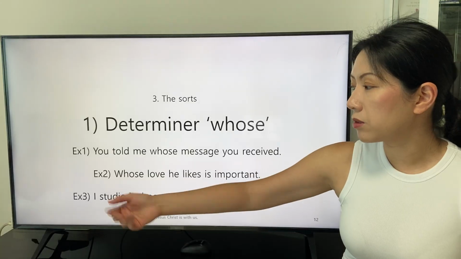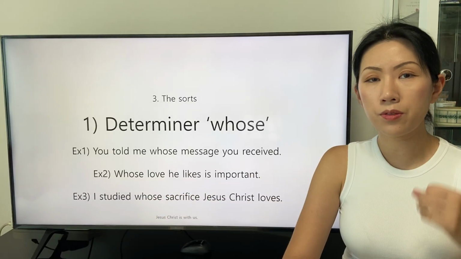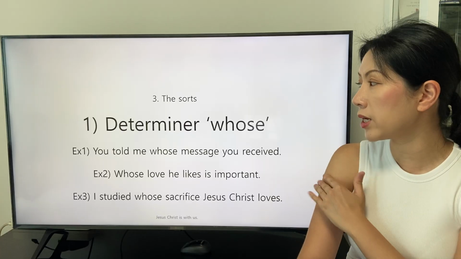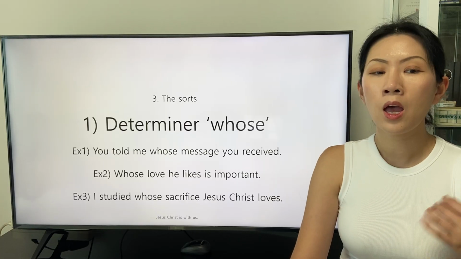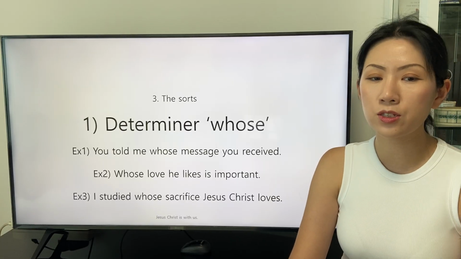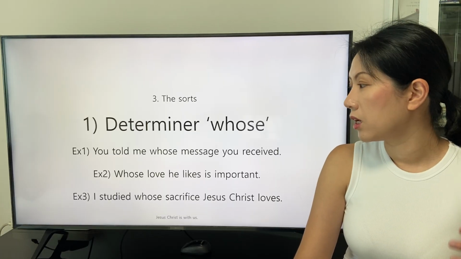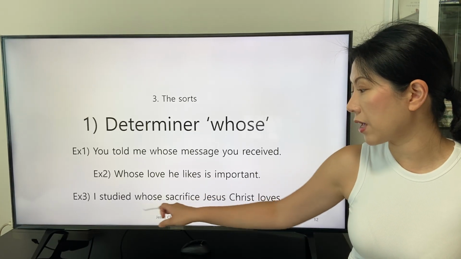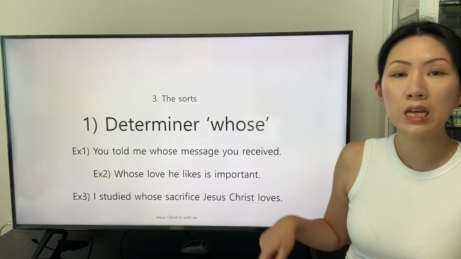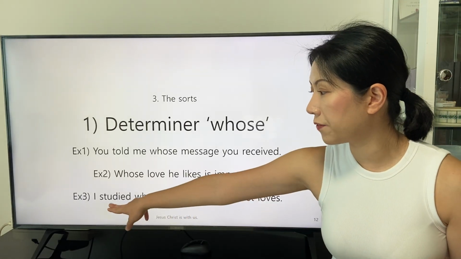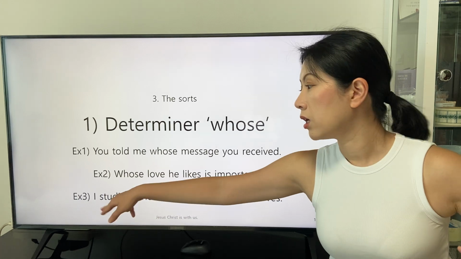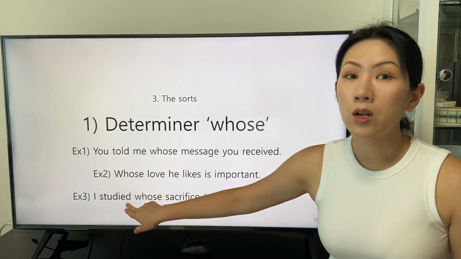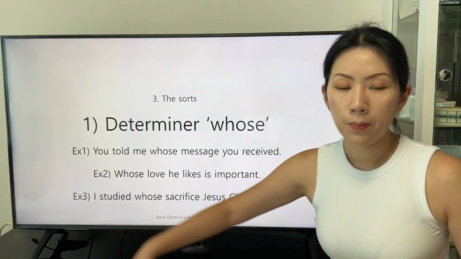Let's study the third example. The third example that the determiner whose is applied as the subordinating conjunction is this. I studied whose sacrifice Jesus Christ loves. In this sentence, we can find that the subordinate clause, whose sacrifice Jesus Christ loves, is the object of the main clause to receive the definition of the transitive verb studied from the speaker.